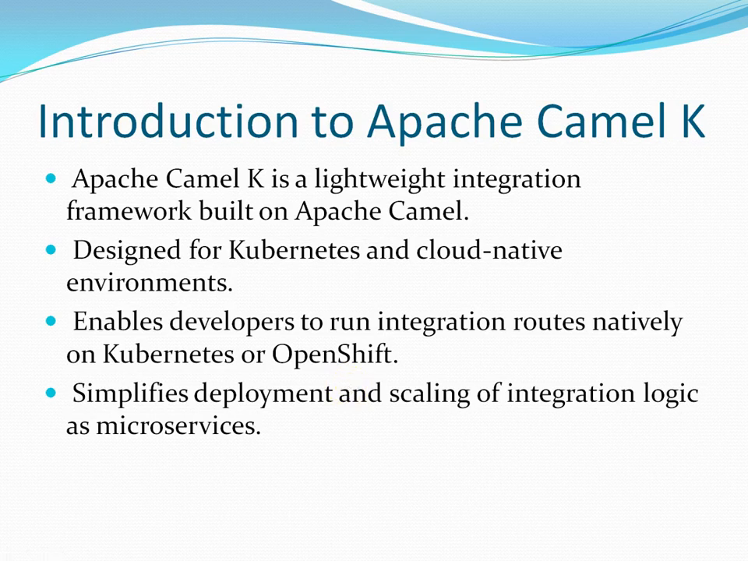So, introduction. Apache Camel K is a lightweight integration framework built on Apache Camel. It is designed for Kubernetes and cloud-native environments. It enables developers to run integration routes natively on Kubernetes or OpenShift environments. It simplifies the deployment and scaling of integration logic as microservices.